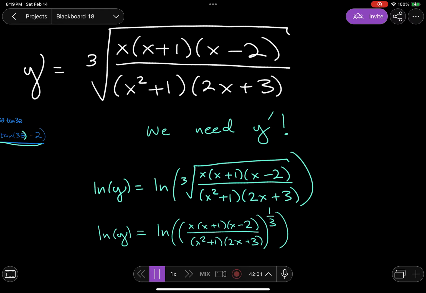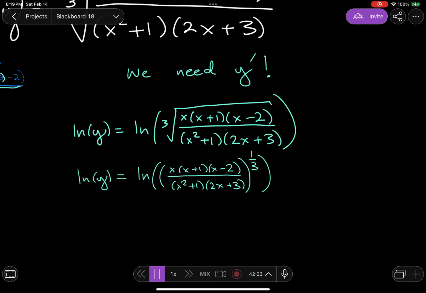Okay, so that's not a logarithm rule yet, but it is simply an exponent rule. But we now can use a logarithm rule and say that the natural log of y equals this, where the 1/3 comes out front of the logarithm. That's not calculus, that's algebra 2, a log property. So we have 1/3 of the natural log of this mess.